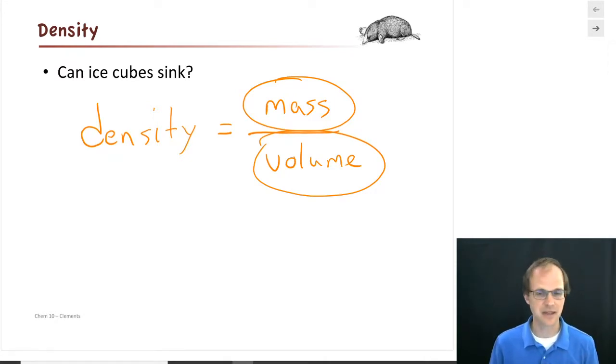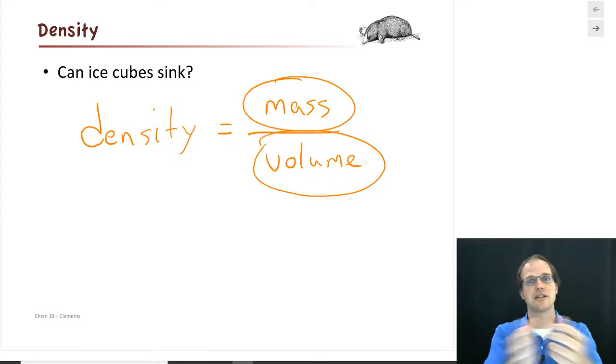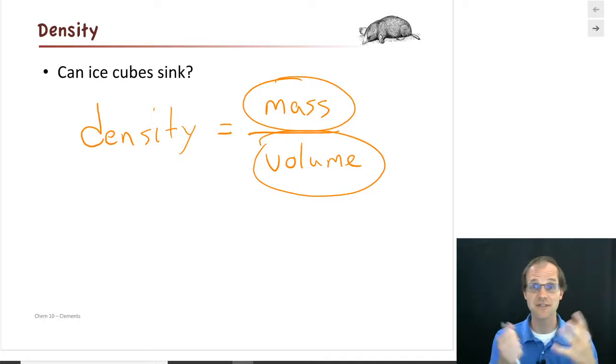However, if you take something like a lead weight, a small lead weight, you try to pick it up, like, oh gosh, that's really, really heavy, because it's got a very large mass and a very small volume. And if you take a large number, divide by a small number, you get a large number. But the cool thing is density is inherent to a substance.